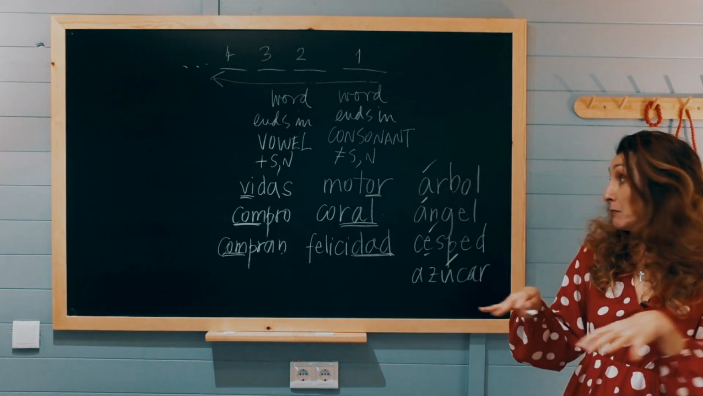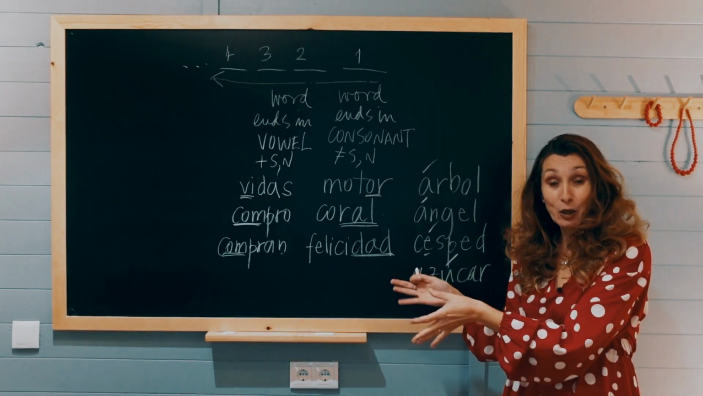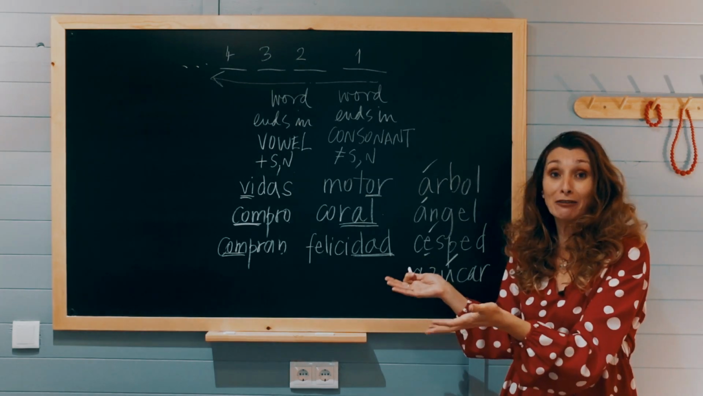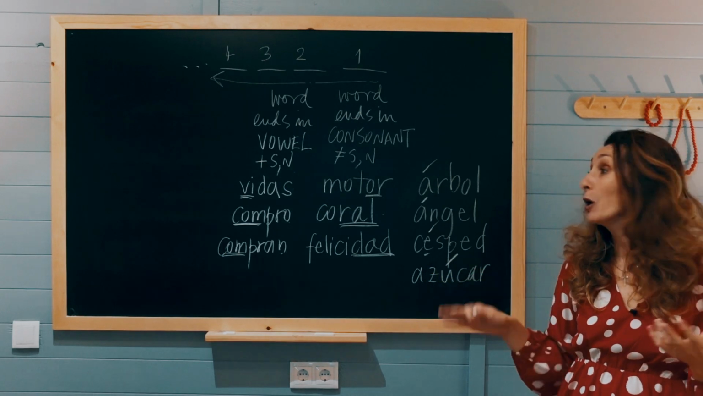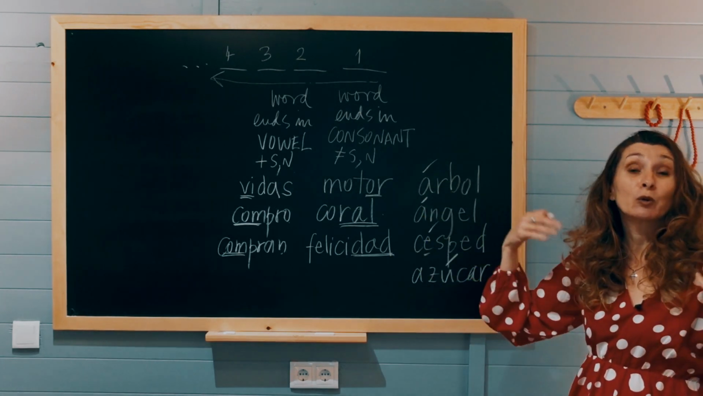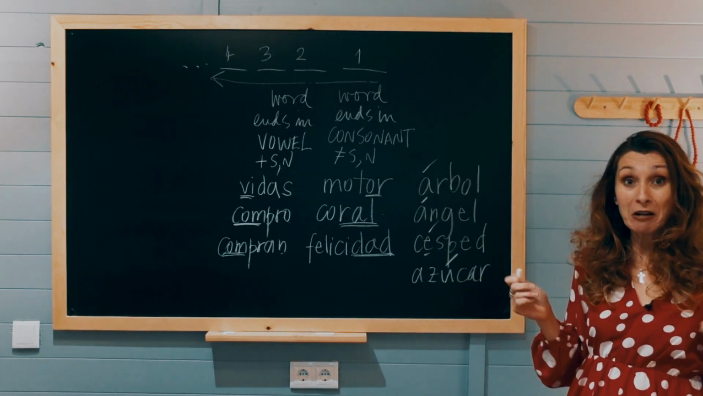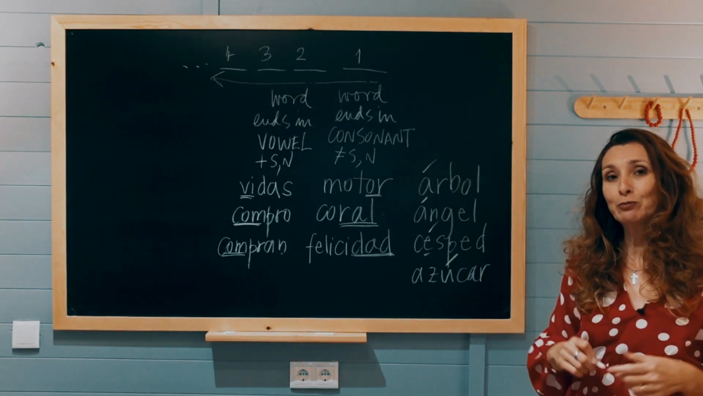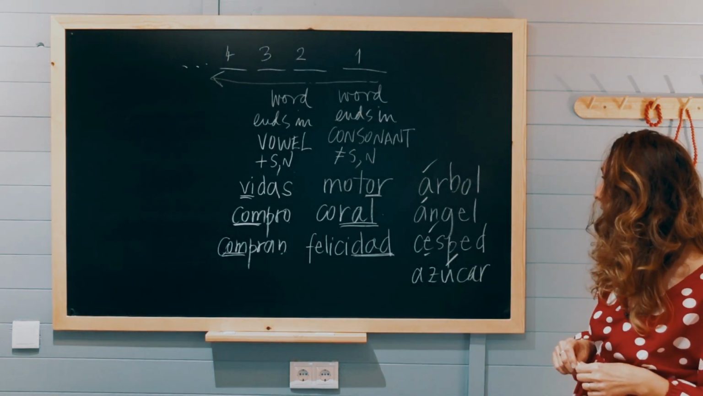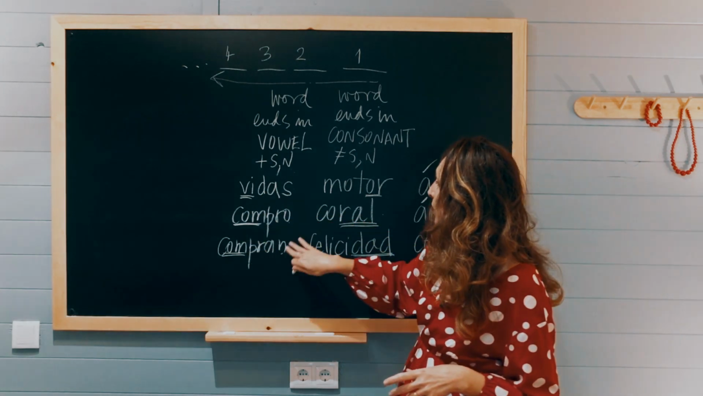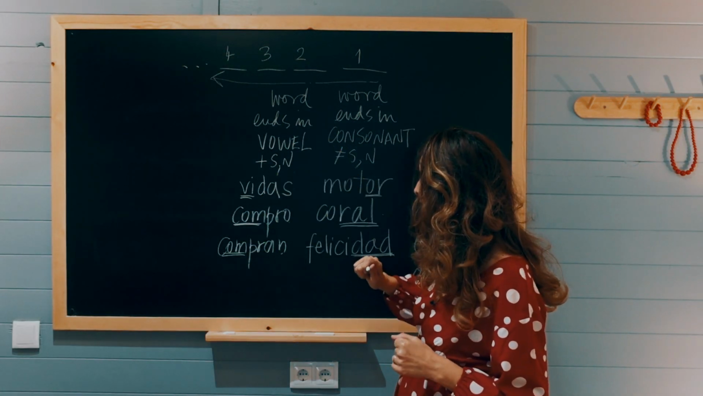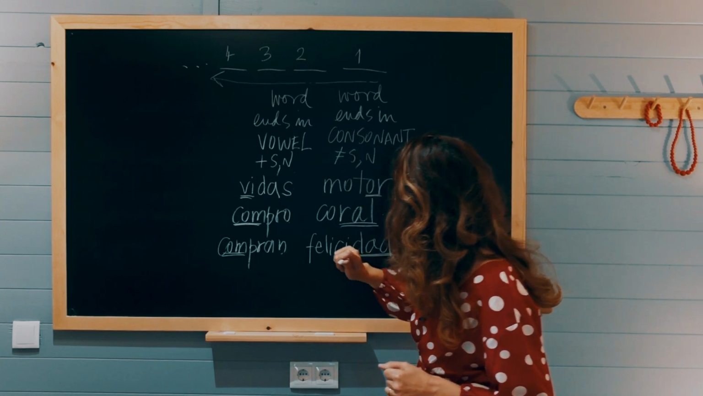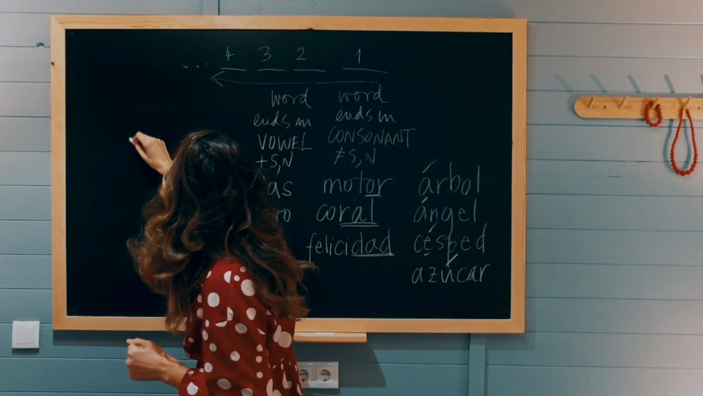Which doesn't mean that these words are not accentuated, that they don't have a syllable that's stronger than all the others. Of course they do, but because it's the syllable that we would expect to be stronger, there's no need to put a tilde there, okay? Good. And a few words ending in a vowel, an S or an N, that obviously break the rule.